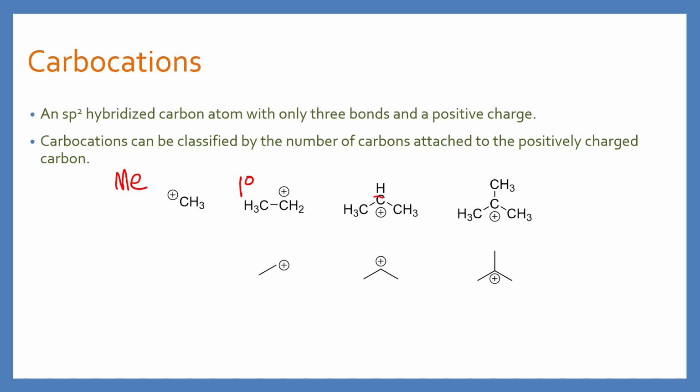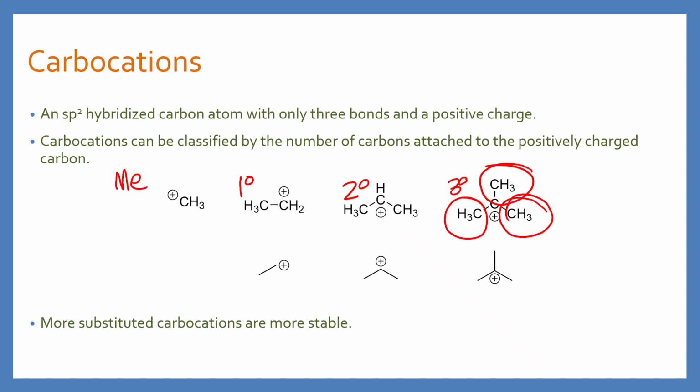This next one, the carbocation carbon, is attached to 2 carbons. That makes this a secondary carbocation. The next one is attached to 3 carbon atoms, so this is a tertiary carbocation. The more substituted a carbocation is, the more stable it is. This is due to an effect called hyperconjugation, where the nearby electron clouds of alkyl groups help to stabilize the carbocation.